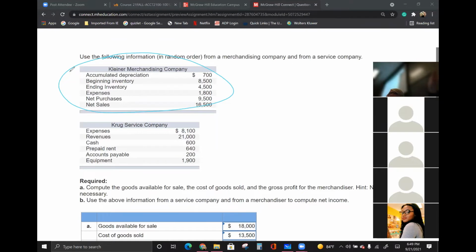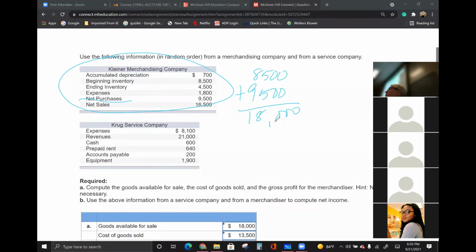And then I'm making purchases throughout that period of time, and that's also going to be available to sell. So if I add those two together, that tells me what's available, a total of 18,000. So I'm taking beginning inventory of the 8,500 and I'm adding right here, my net purchases, 9,500. That's how I came up with my cost available for sale.